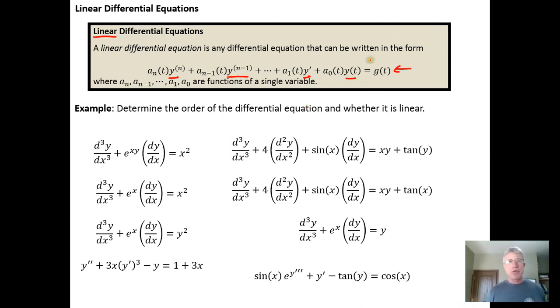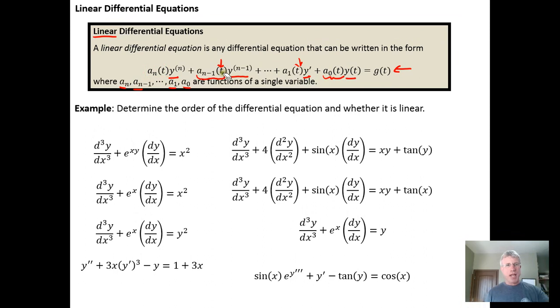So that's the first criteria. And then the second criteria is that the coefficients on y and the coefficients on the derivatives of y have to be functions of a single variable. So they can only be functions of one variable. We wouldn't be working with a function of x and y. So as long as we meet those two criteria, that's the big idea.